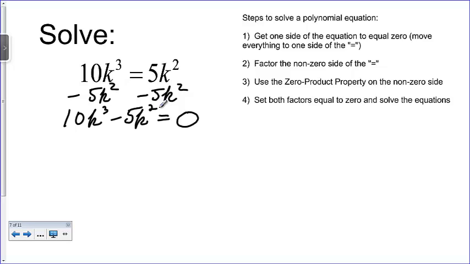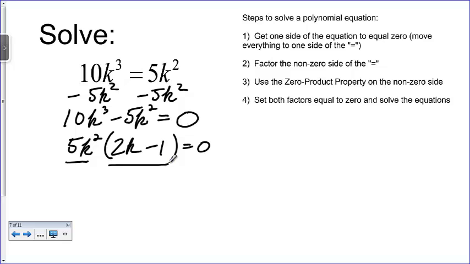It looks like we've got a common factor. We should always look for a common factor first, and the GCF in this case is 5k squared. When you factor out that 5k squared, I'm going to be left with 2k minus 1. Use the zero product property on the non-zero side. So we'll look at step 3 and step 4, which says set both of those factors now equal to 0.